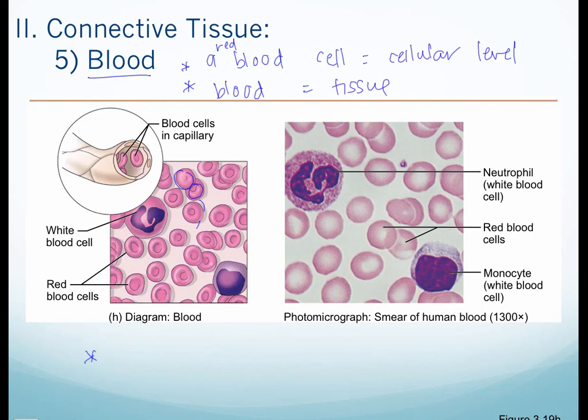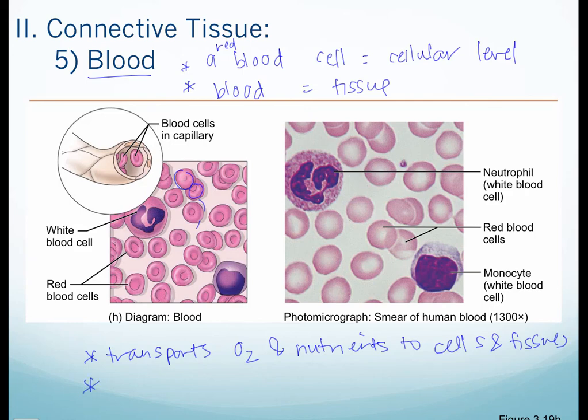And so blood, what is the function? Transportation of oxygen and nutrients to cells and tissues. Okay. In blood itself, we also have these small structures called platelets. So we have platelets for clotting, and we have white blood cells for immune defense.